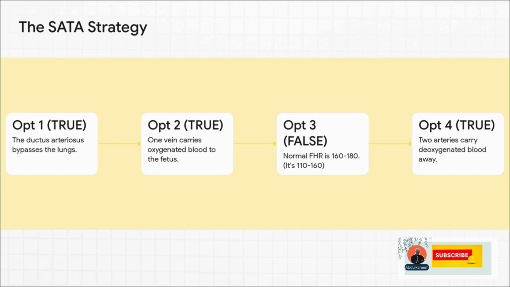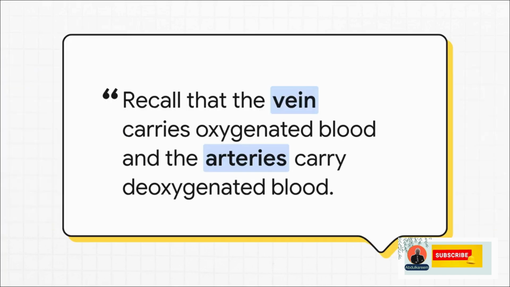And finally, number 4, 2 arteries carry deoxygenated blood away from the fetus. Yes, the umbilical arteries do that. That's true. Select it. See? By breaking it down, we know with confidence that 1, 2, and 4 are our answers. And once again, the official rationale backs us up. It tells you to focus on the core facts. How many vessels, which way the blood flows. Our true-false method forces you to do exactly that, but for each statement individually, which makes it so much less overwhelming.